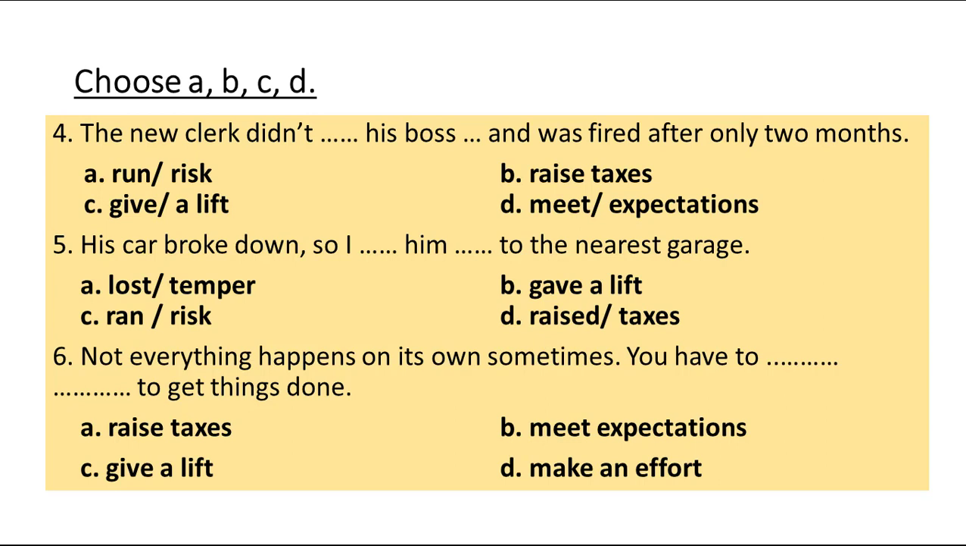The new clerk didn't, the correct answer is D, meet his boss' expectations and was fired after only 2 months. Number 5. His car broke down, so I gave him a lift to the nearest garage. The correct answer is B. Number 6.